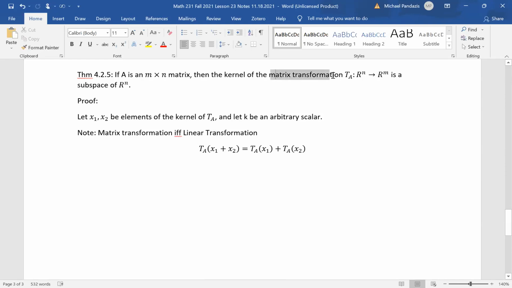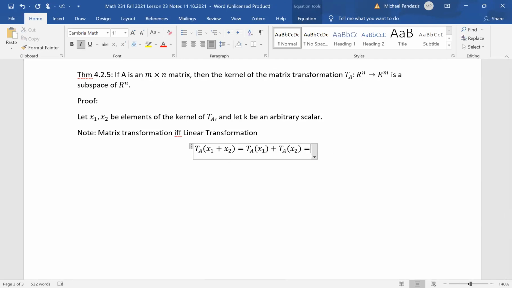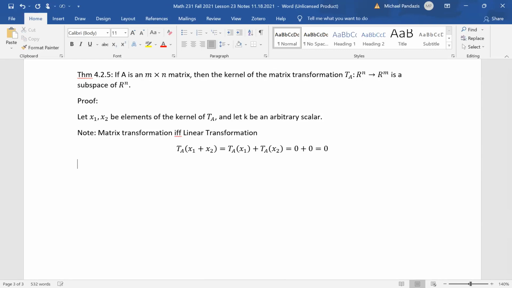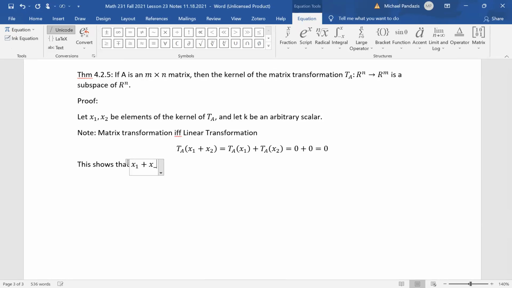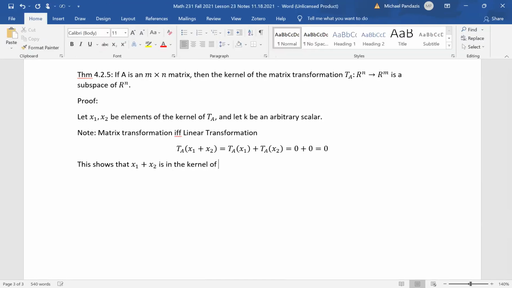Anyway, given that it is a matrix transformation, it means it is a linear transformation, which means one of the properties of a linear transformation is that T_A of x plus y equals T_A of x plus T_A of y. But in this case, it's x1 plus x2. And since x1, x2 are in the kernel of T_A, there are two things that T_A maps to 0. So this equals 0 plus 0, which is 0. And so this shows that x1 plus x2 is in the kernel of T_A because T_A maps it to 0. So the kernel of that matrix transformation is closed under addition.